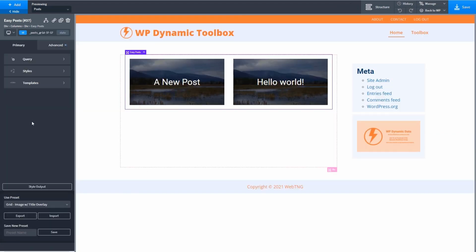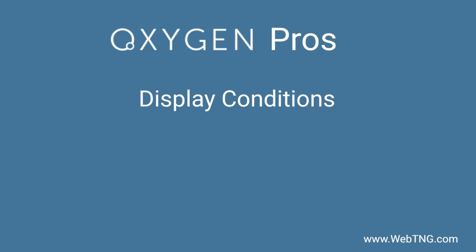I've noticed that, for example, Beaver Themer lets you go in and edit the code to create a post listing. However, when you click to go into that edit mode, it reverts to its default. So you don't have as much of a head start as you have with the Oxygen Easy Posts element. And this is something that I really like a lot about Oxygen.